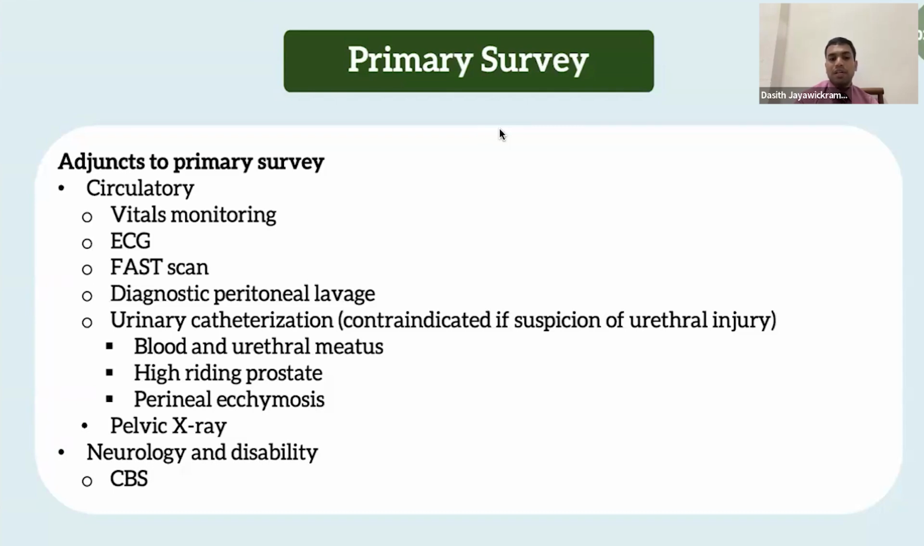Neurological and disability: we can do a CBS, because as I said, hypoglycemia can be a cause for low GCS. Most of these patients who come after road traffic accidents, a lot of them are under the influence. So they might not be eating, they might be just drinking. They might be hypoglycemic by the time they are presented to us. So we need to address that also.